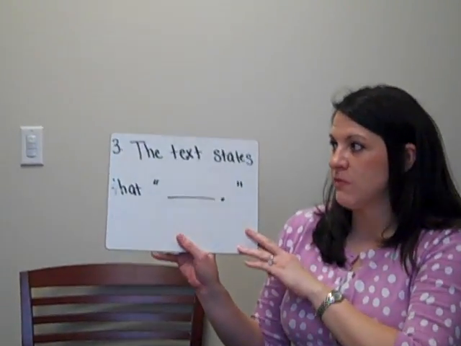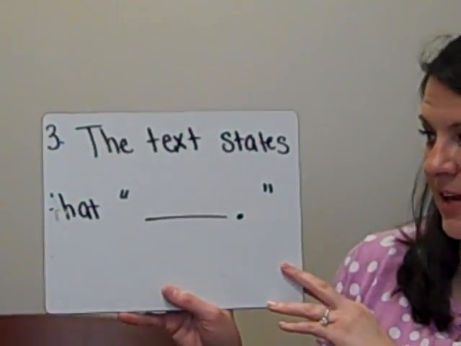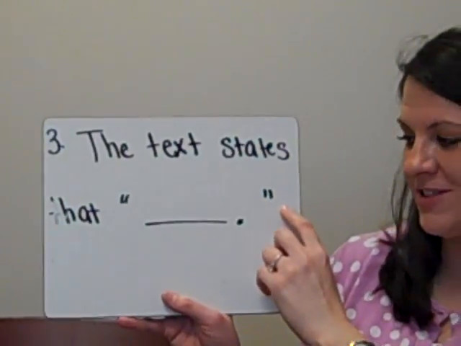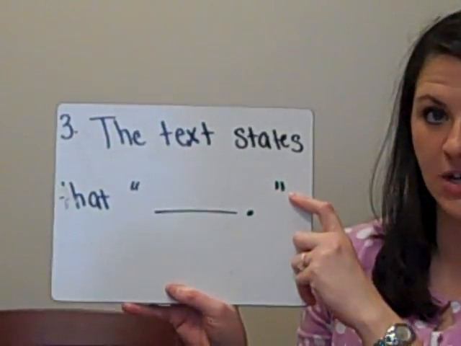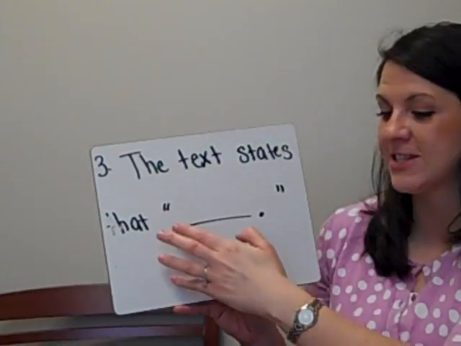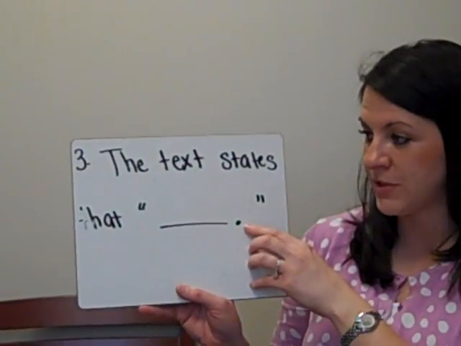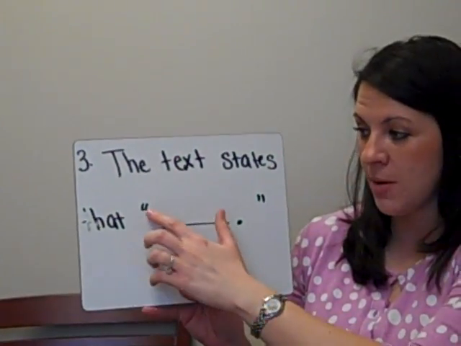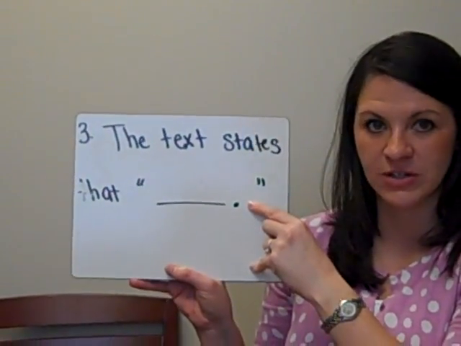The last thing I want to talk about is how you include quotations. This is just a review. We taught you this in our very first video. The text states that, quotations, and notice that your period is inside or before your end quotation. Notice that there's no comma here, there's no pause. The text states that "the face of America is changing." So today in your writing, make sure you don't have a comma, make sure you have two quotations and a period inside of your quotations.